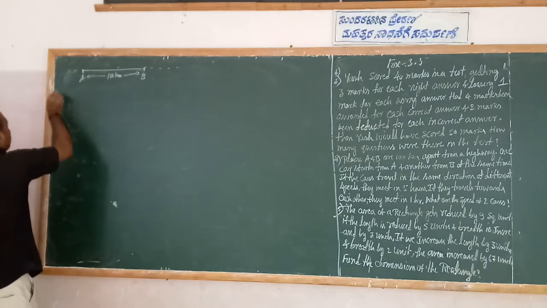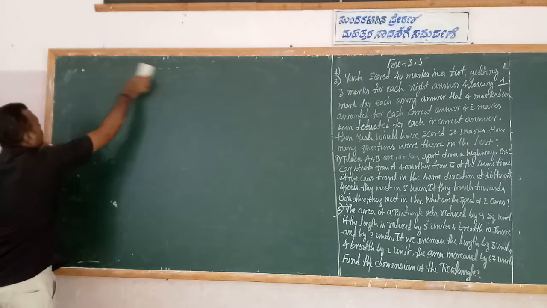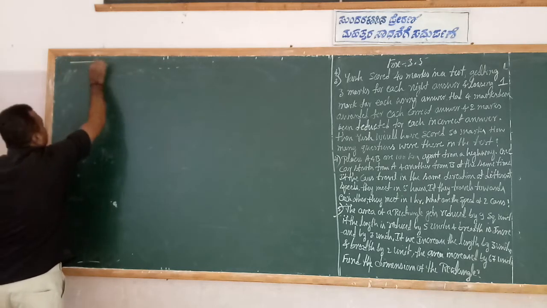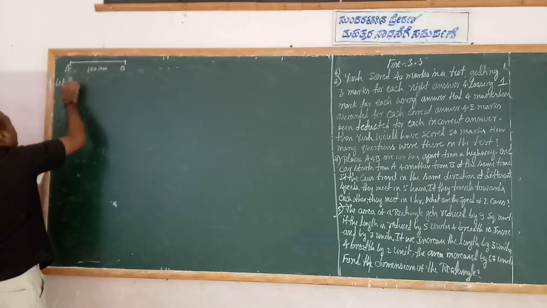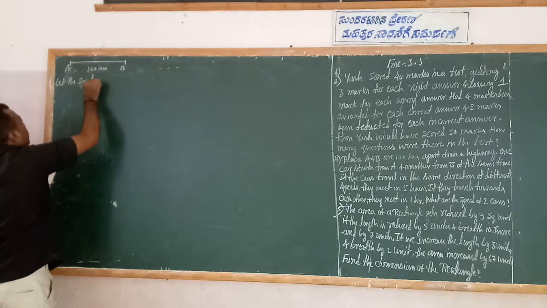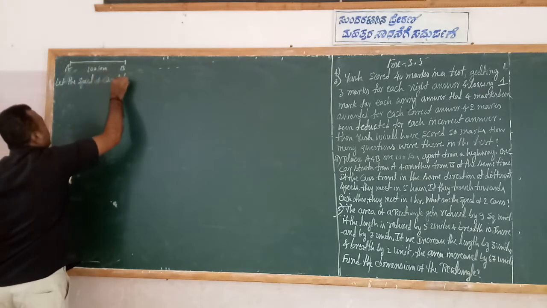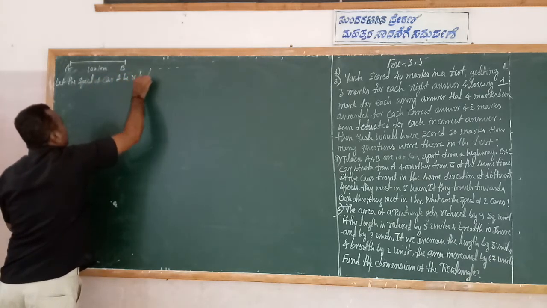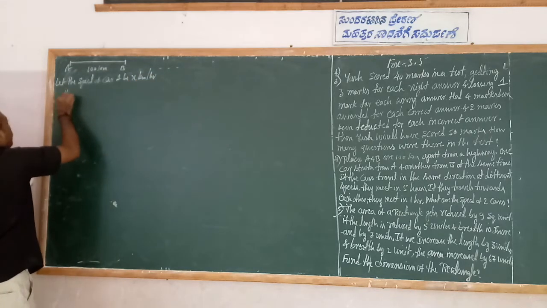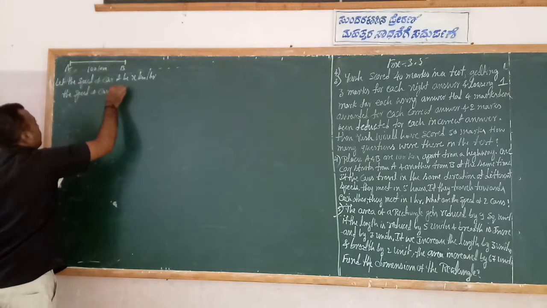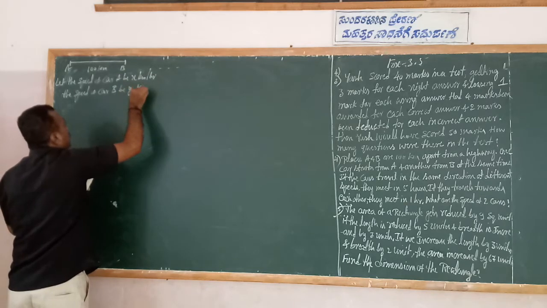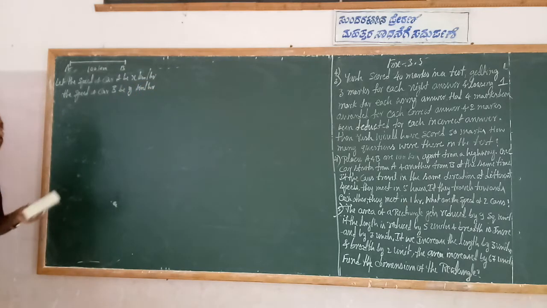See, this is car A and this is car B. The distance between the 2 cars is 100 km. Let the speed of car A be x kilometer per hour and the speed of car B be y kilometer per hour. We don't know the speed of the two cars. That's why the first car is x and the second car is y kilometer per hour.